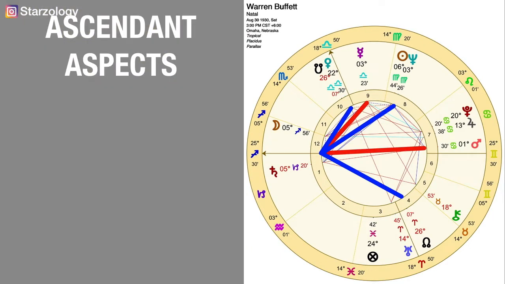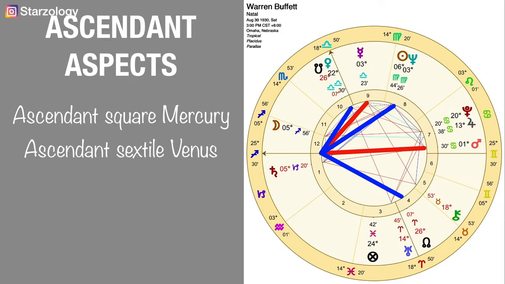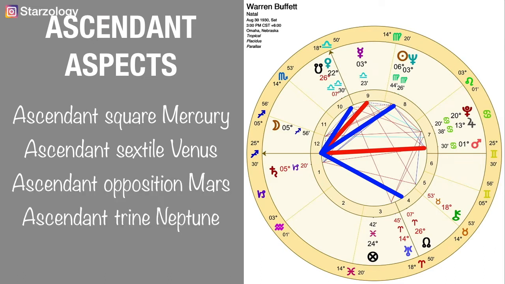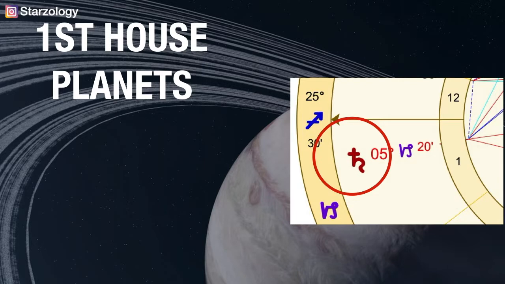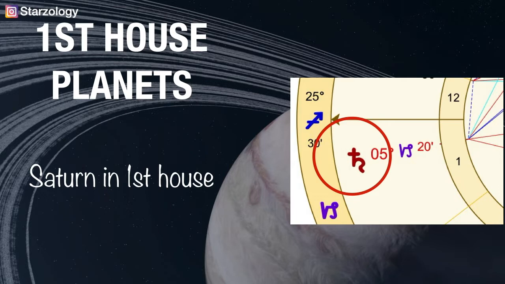The aspects to his ascendant are: the ascendant is square Mercury, the ascendant is sextile Venus, it is opposition Mars, and trine Neptune. And the ascendant is also trine the North Node. So all of those aspects which are drawn there from the ascendant are radiating into the chart from the ascendant. They are the aspects to the ascendant. And then our third point for the ascendant complex is any planets in the first house, and there is only one. He has Saturn in the first house, so we are going to note Saturn as well.